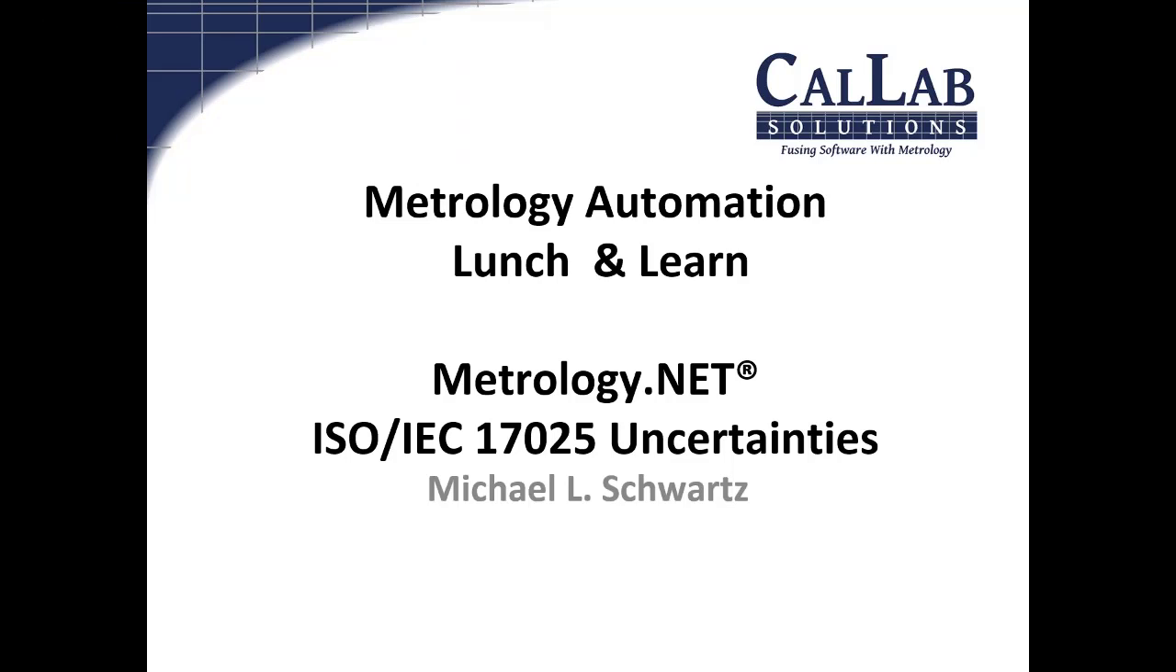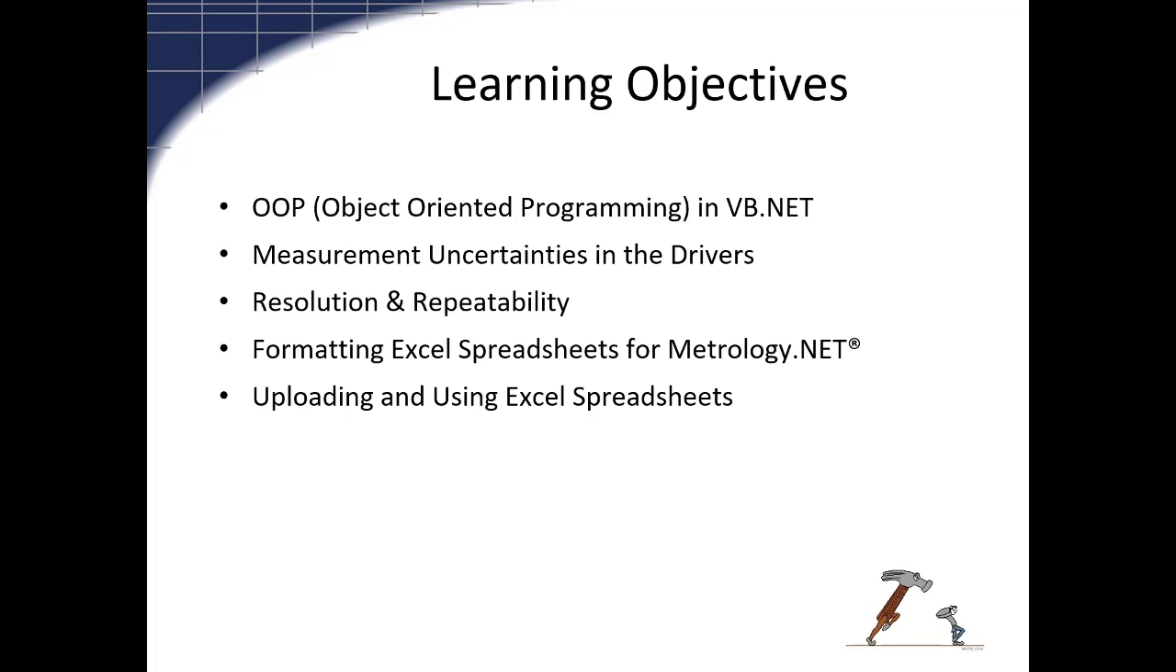So this automation lunch and learn is going to be pretty short. This one is going to be on how to do the ISO IEC 17025 measurement uncertainties in metrology.net. The learning objectives here always is going to be we want to reach into some of the object-oriented programming principles.